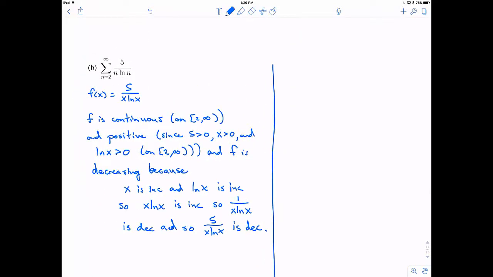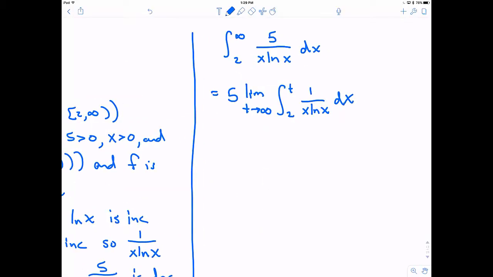So if I take the improper integral, it's not going to be from 1 to infinity, but it's going to be 2 to infinity, right? Because our series starts at 2 now. So the improper integral 5 over x natural log x dx. Again, we know how to do improper integrals. It's going to have a limit in it. The limit as t goes to infinity of the integral from 2 to t of 1 over x natural log x dx. And we have to think, how do I integrate this thing?